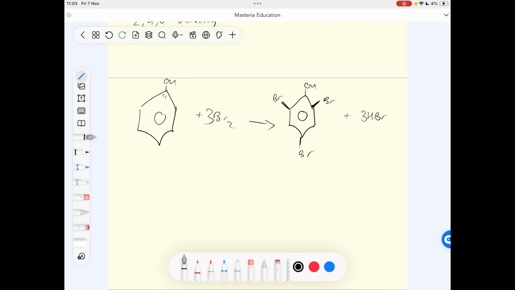So let's talk through what's happened. 3 bromines have substituted here, here, and here. This is carbon 2, carbon 4, and carbon 6. Because 3 bromines have substituted off, that means 3 hydrogens have been swapped, which is why we get the 3HBr. And this is a reaction that some exam boards like OCR and Edexcel need to know about, whereas others like AQA don't.